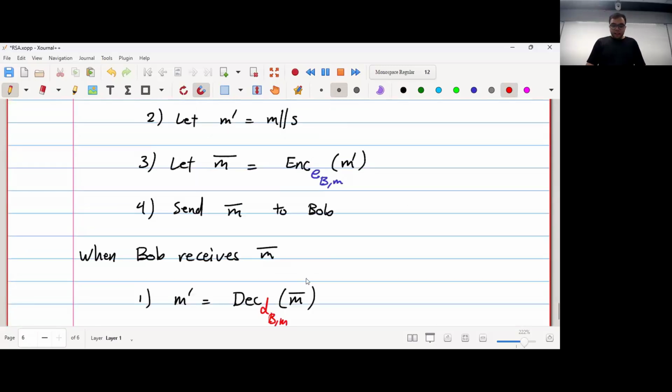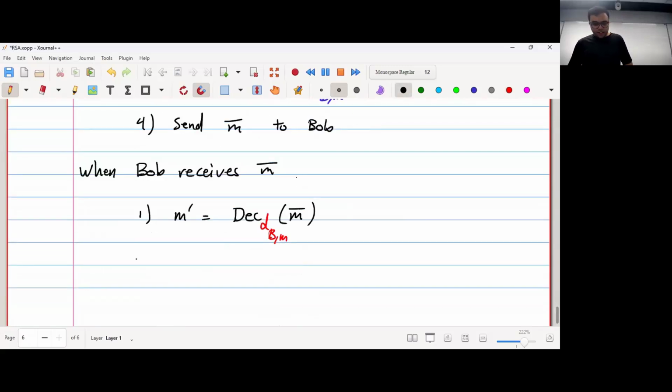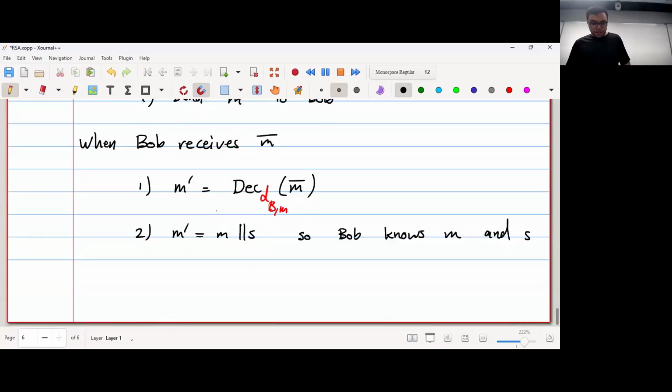Okay. Now I have this M prime, which remember has 2 parts, M and S. So I know that M prime is M followed by S. So Bob knows both of them, both M and S. And now he has to check that the signature is correct. So step 3 is that he's going to do verifying that S is a correct signature on M. But what key is he going to use for verification? This is the public key of Alice for signatures.